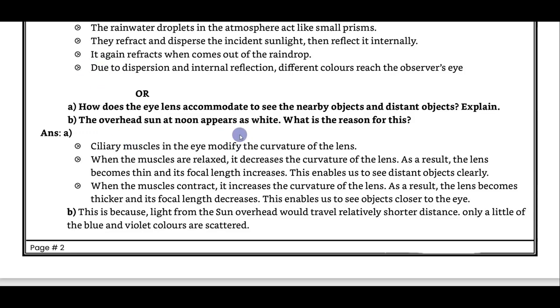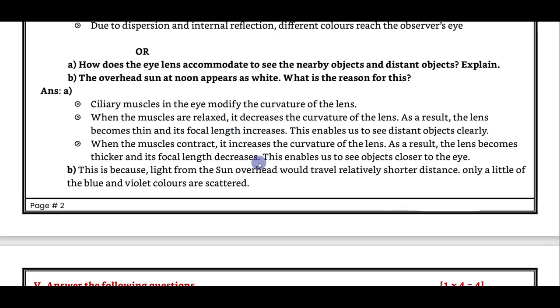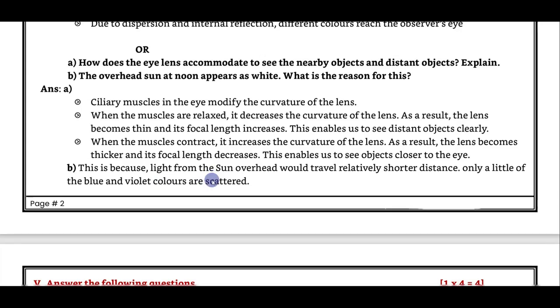The overhead sun at noon appears as white because the light from the sun overhead travels a relatively shorter distance. Only a little of the blue and violet light is scattered. Because of this, it appears as white.